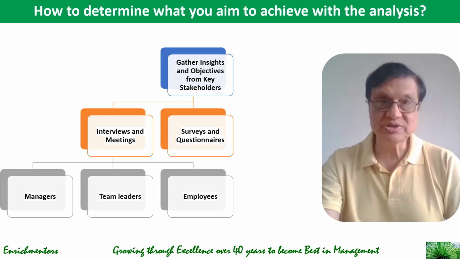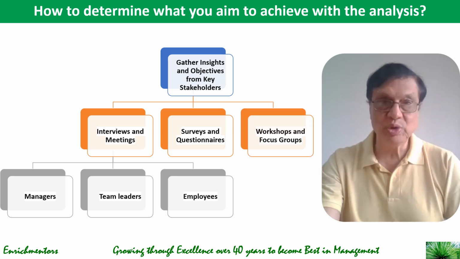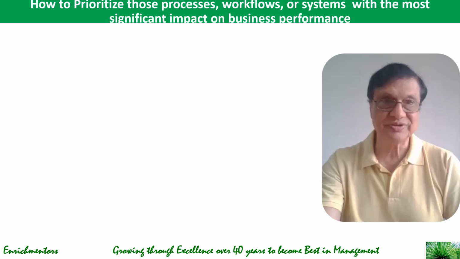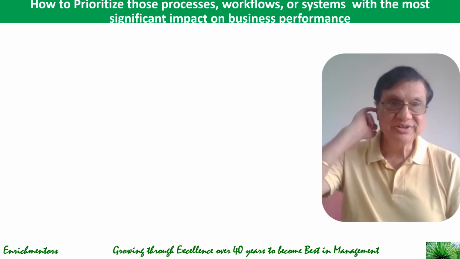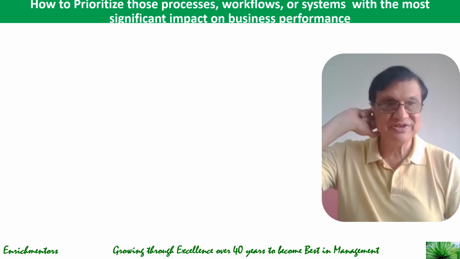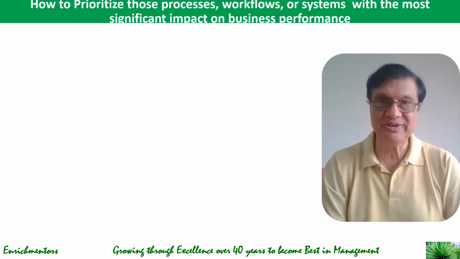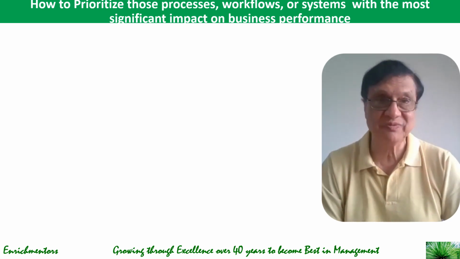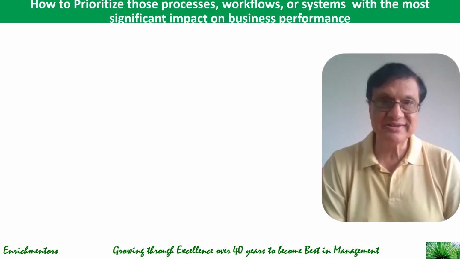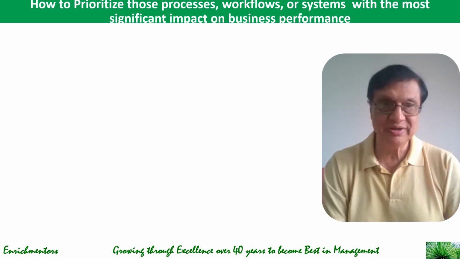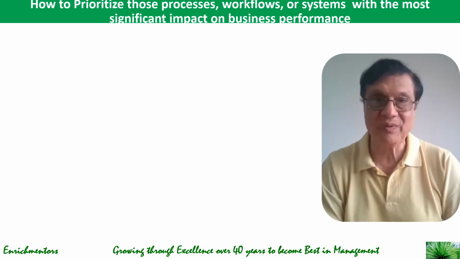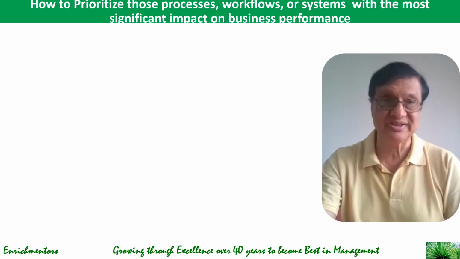And also you can use surveys to collect input from a larger group of stakeholders and also do workshops and focus groups to collaboratively identify objectives and expectations. Then what you do is you prioritize, as we were saying, processes, workflows, and systems that have most significant impact on the business performance. And that requires a systematic approach, which we will lay out in this slide and then carry forward in subsequent lectures of this section.